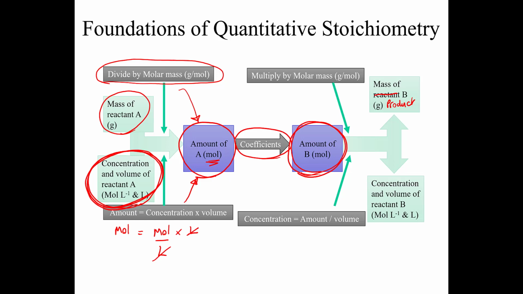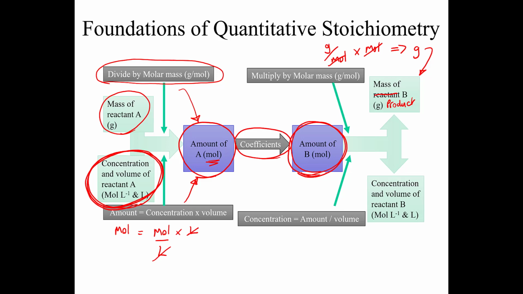Of course, now we've got grams per mole multiplied by the number of moles, and those moles now cancel, so the answer will end up being in grams, and that's the amount of product B that we'll end up with. Of course, we can also do some similar work with solutions.